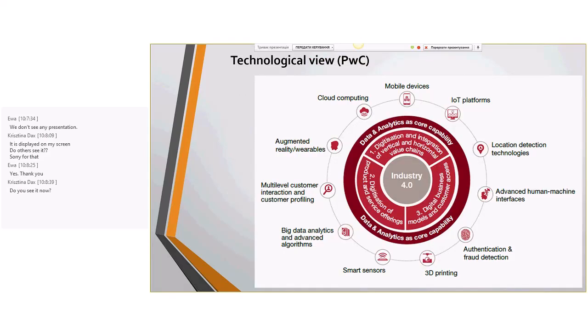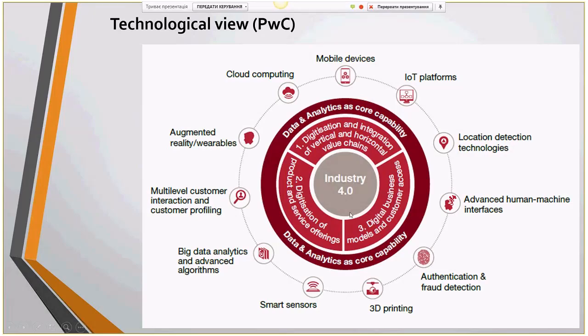So let's clarify what Industry 4.0 is in our understanding. This is a famous framework from PricewaterhouseCoopers. It's almost all about technologies. We see the external circle is about different kinds of technology. Inside, you see new technology. Inside there are three main elements in Industry 4.0. The first one is about digitization and integration of the vertical and horizontal value chain. If you take any industrial manufacturing enterprise, you find this axis, vertical and horizontal.